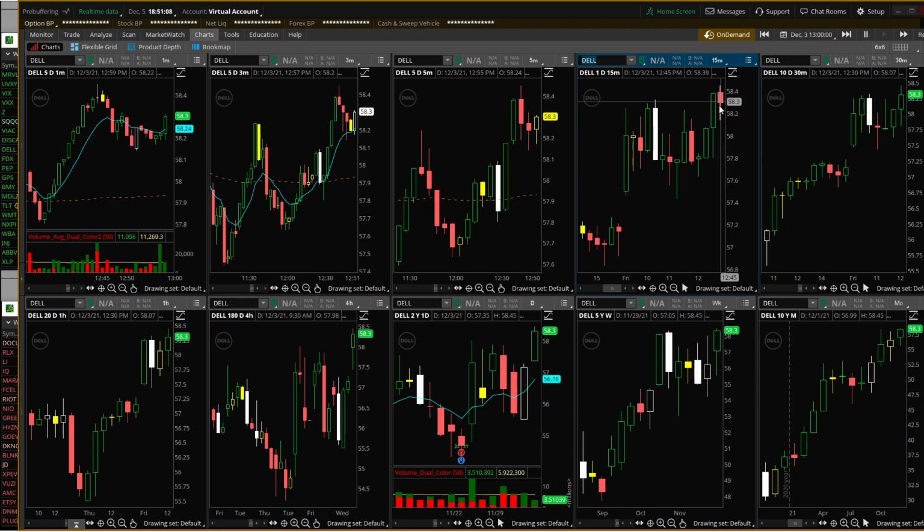Like I said, you can go back into this 5 minute and start to look for your entries. You don't have to wait for this to go green, because at some point, we're going to go back green on the 5 minute, and it's going to turn the 15 minute green. And then once the 15 minute turns back green, then you're back green all the way across.